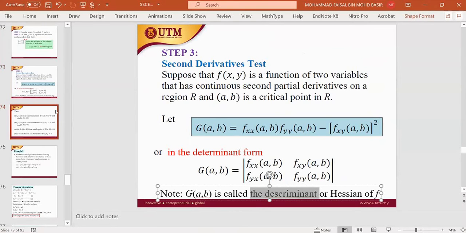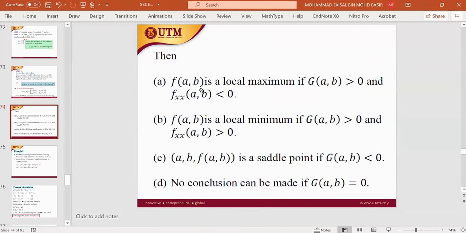Okay? If g is more than 0 and fxx is less than 0, local max. If g is more than 0 and fxx is more than 0, local min. If g is less than 0, straight away, you don't need to find fxx, it will be a saddle. Directly, you don't need to find fxx. No conclusion if it equals 0.